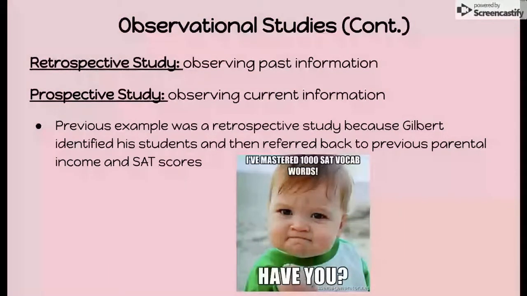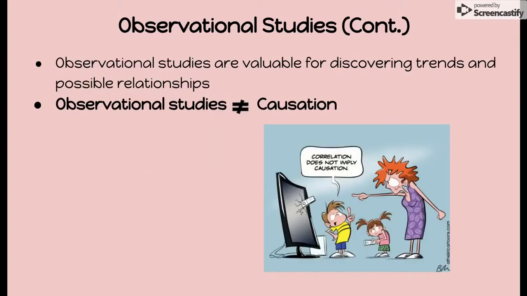In the previous example, that was a retrospective study because Gilbert identified his students and then referred back to the previous parental income and SAT scores. If he wanted to turn that into a prospective study, he would have had to figure out his subjects beforehand and then follow their current SAT and current parental income. Observational studies are valuable for discovering trends and possible relationships. But remember, observational studies do not equal causation.